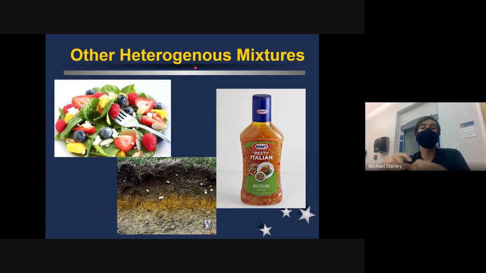So homogeneous, everything is equal, everything is even. We have a fully even distribution of all of our different types of particles that are mixed together. Whereas heterogeneous is not even, it's not equal. It's where we get different amounts of different types of particles in different places. Every piece, every scoop, every drop has the potential to be different from the last one. And that's what makes it a heterogeneous mixture.